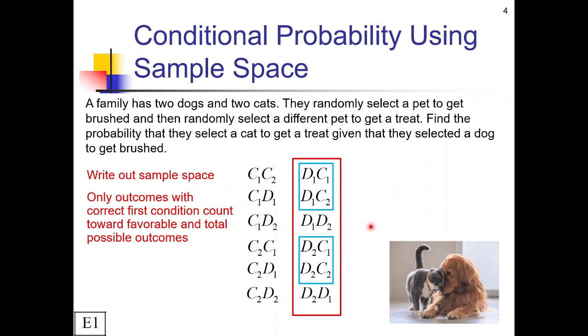So our probability of selecting a cat given that a dog has already been brushed, the probability of cat given dog, is going to be 4. There are 4 total where we get the favorable outcome, divided by the only 6 things we were considering. So 4 over 6, and then we can reduce that to 2/3.